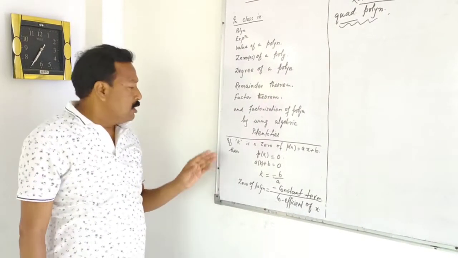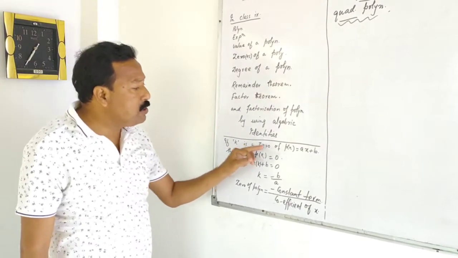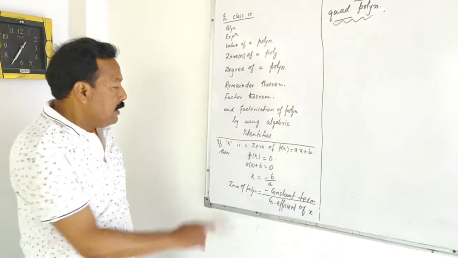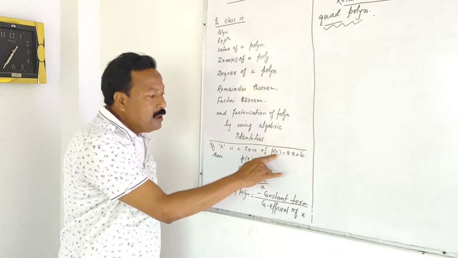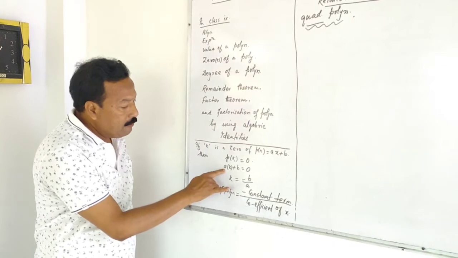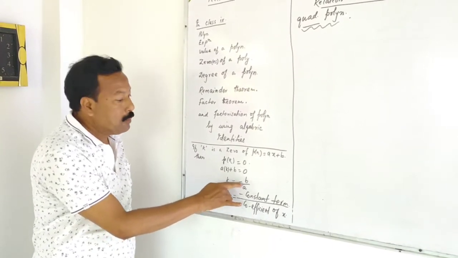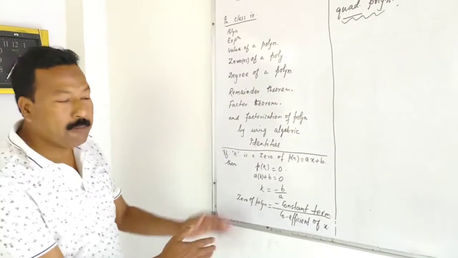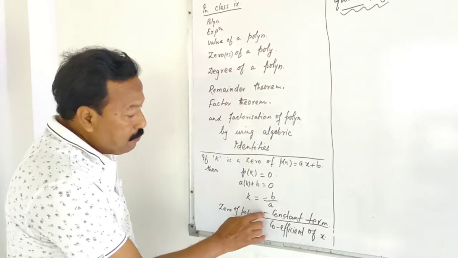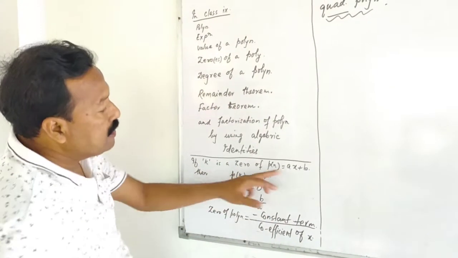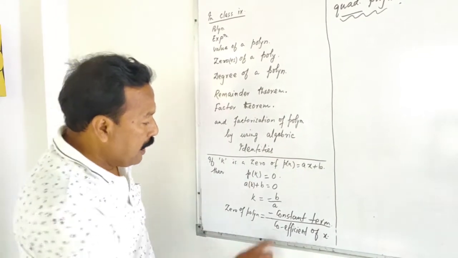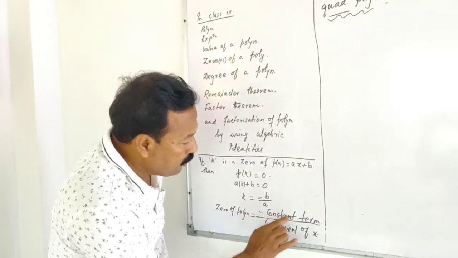In this context, we have learned that if k is a zero of p(x) equals ax plus b, then p(k), if you put the value of x as k, you will get p(k) equals 0, and the zero of the polynomial, k, must be equal to minus b upon a. You are quite familiar with the concept. Here k is the zero of the polynomial, b is the constant term, and a is the coefficient of x, so we can say minus the constant term by the coefficient of x.